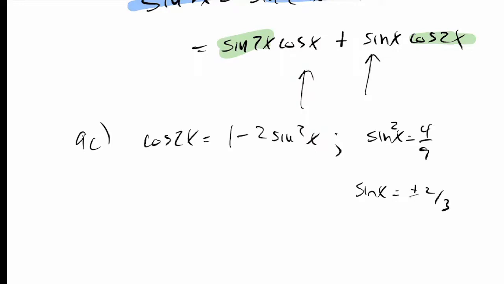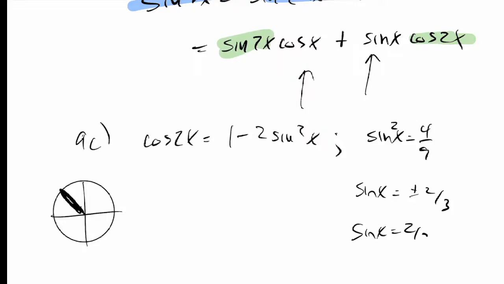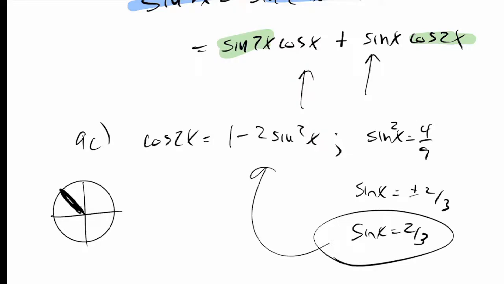Now, in this question, they tell you that the x value itself is greater than pi over 2 and less than pi, so you're in this quadrant. That means that your sine of x here must be 2/3. So you just sub it in, and you can find the cos of 2x.